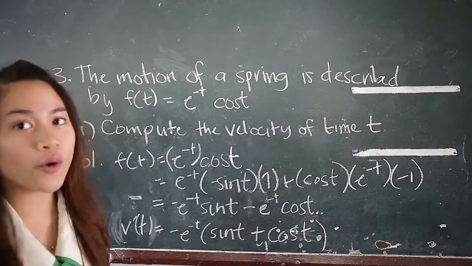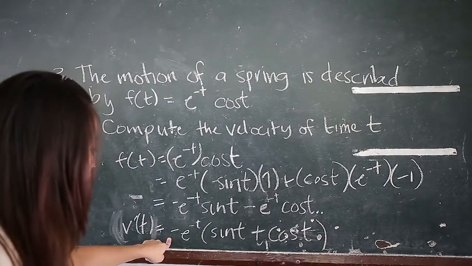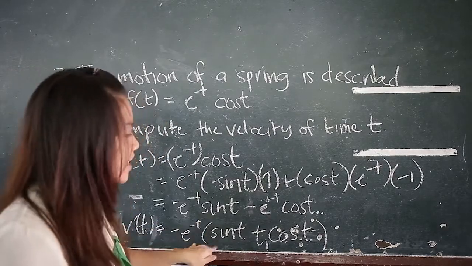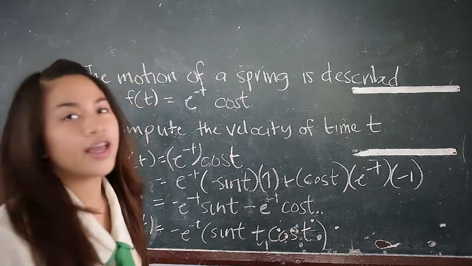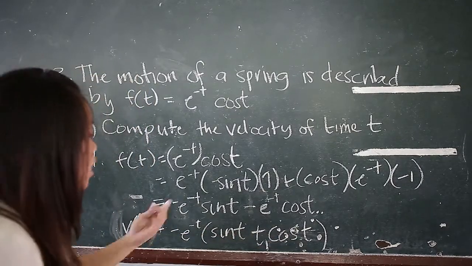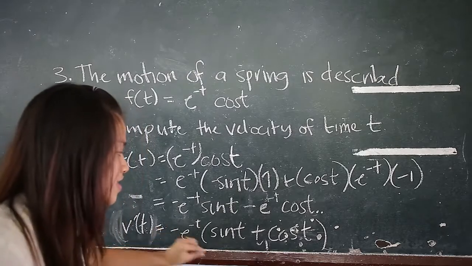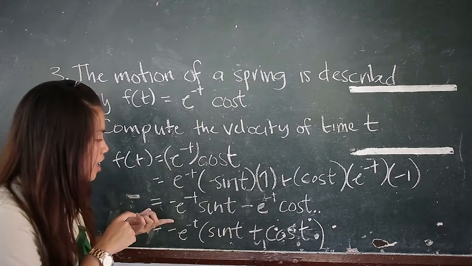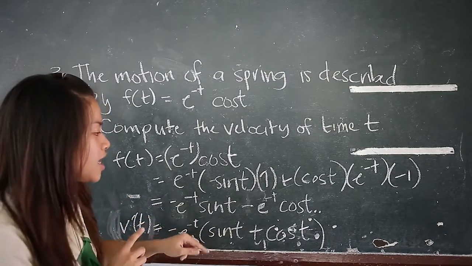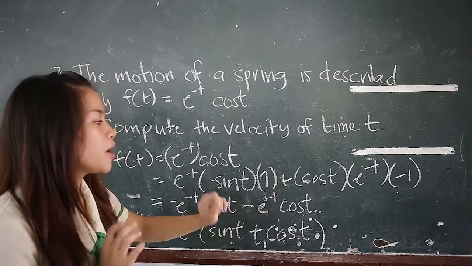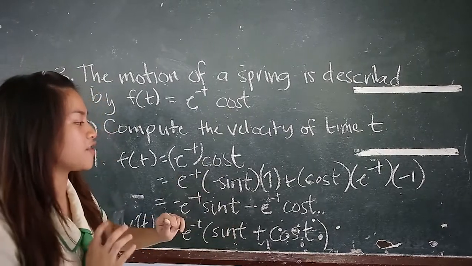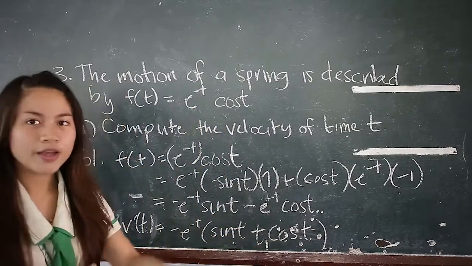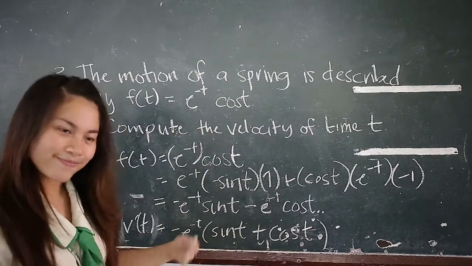And then we are going to come up with negative e raised to the power of negative t times sine t plus cosine t. Since if you distribute this to this equation, you're going to have negative e raised to the power of negative t sine t minus e raised to the power of negative t cosine t. So this is the one simplified.